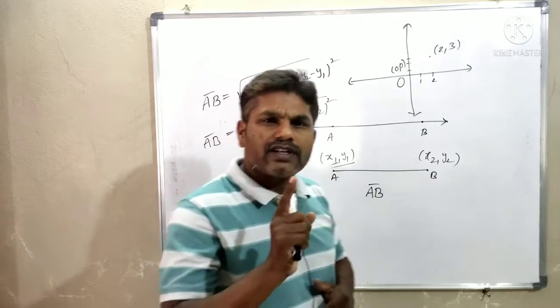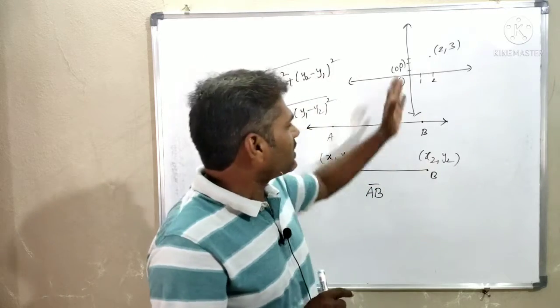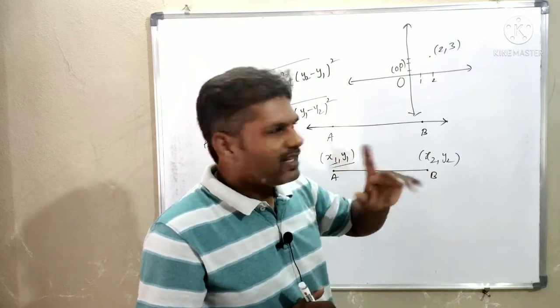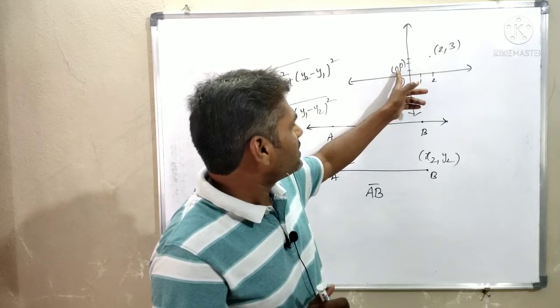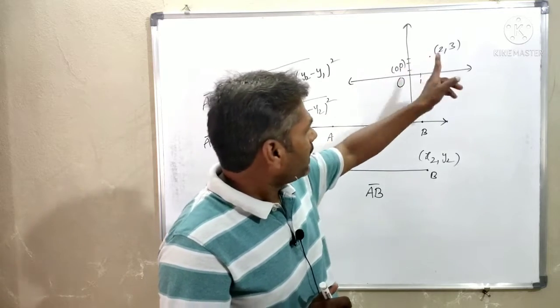If you want to find the distance of any point from the origin, it's very easy. Actually, you have to assume that this is x1, y1 and x2, y2.